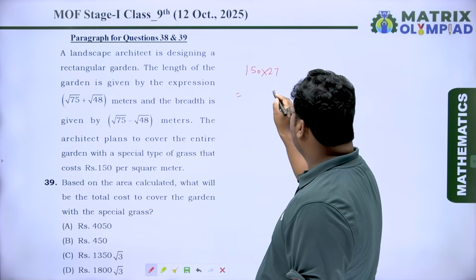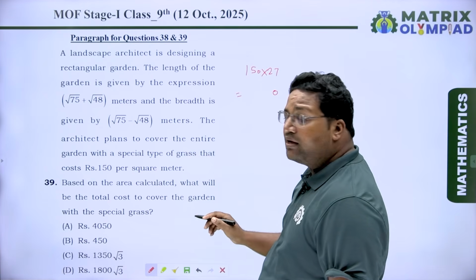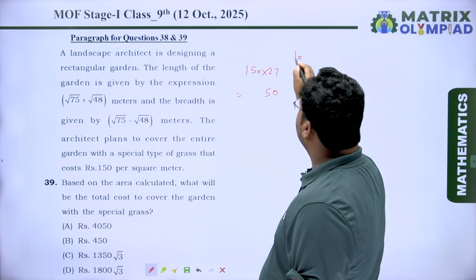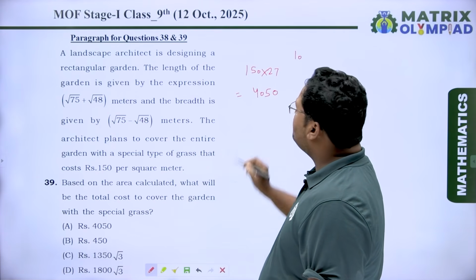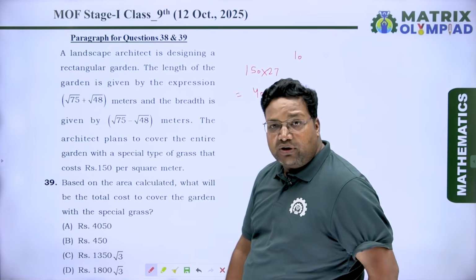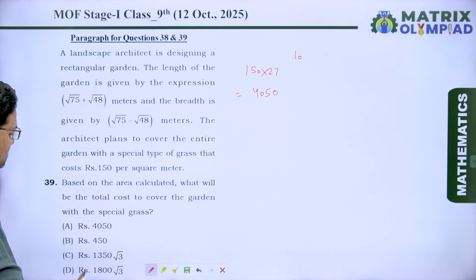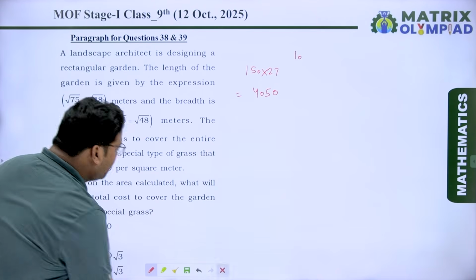So first we have to copy 0. 15 into 7, 15 sevens is 105. So 5, carry 10. 15 twos are 30, 30 plus 10 is 40, so it is 4050. It means the total cost is rupees 4050, which is option A. So option A will be the correct answer. Now coming to the next question.